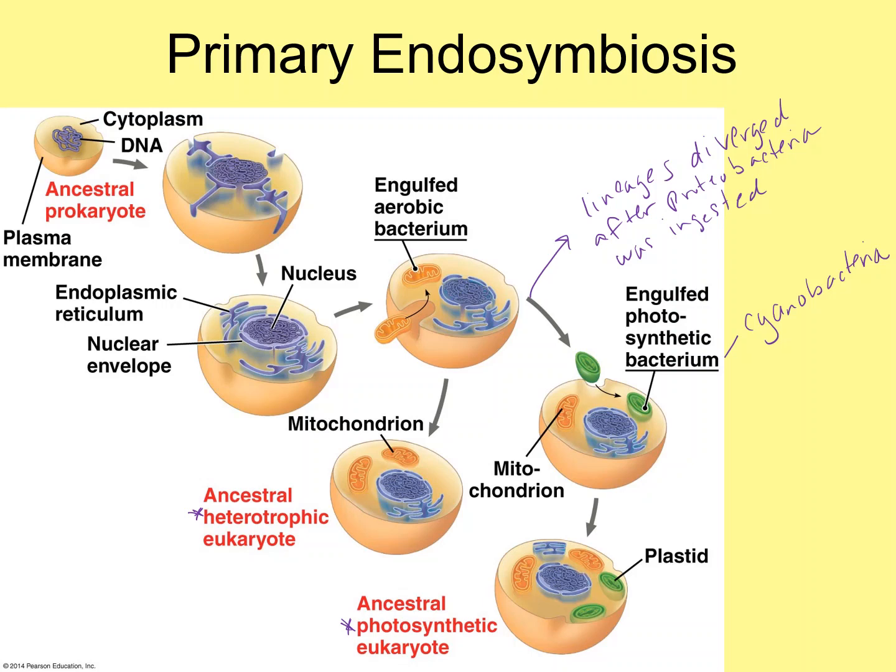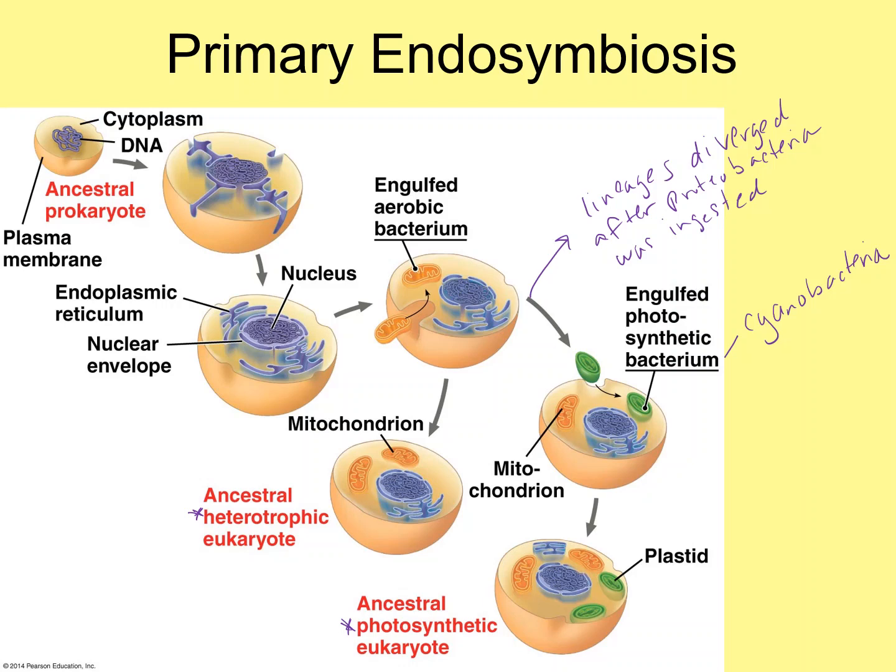So you had phagocytosis, ingestion, didn't break it down, started living inside the host cell. Now you have a symbiotic relationship where both parties win. And so the one branch goes this way. This, of course, is all of our heterotrophic eukaryotes. And then you have another branch going this way that also has the mitochondria, but has now engulfed the photosynthetic bacteria.